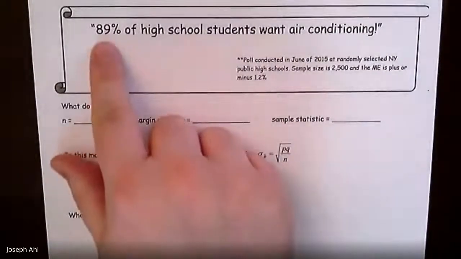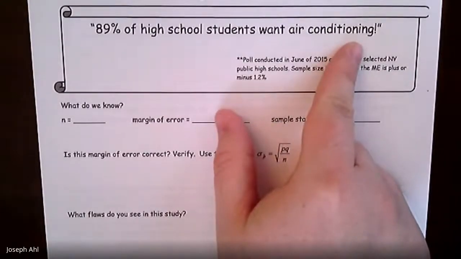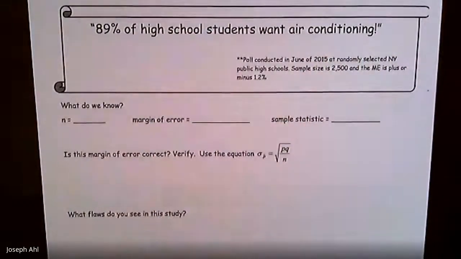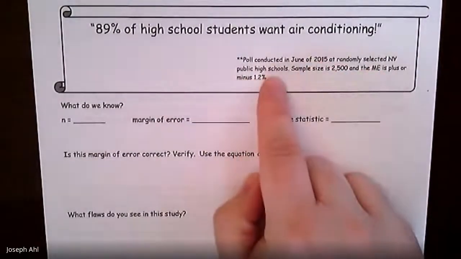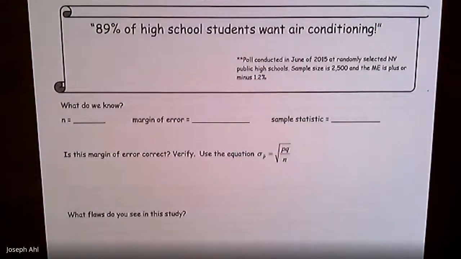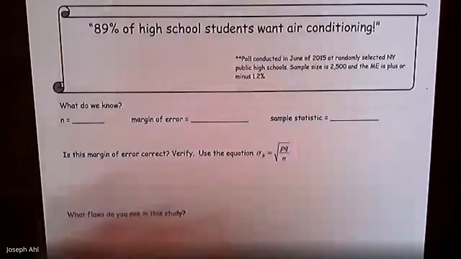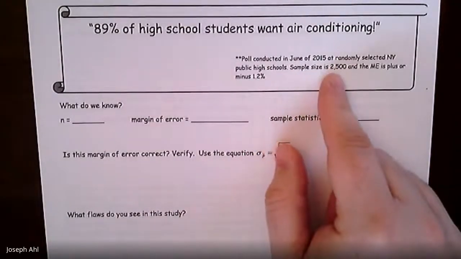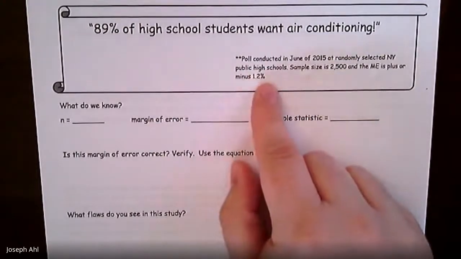So the report says 89% of high school students want air conditioning. And although that will not be as much of an issue for us this year, if we were in school all the way until June, I bet many of you would say that. And in fact, this poll was conducted in June of 2015 at a randomly selected New York public high school. Okay, so a few public high schools, we gathered some data from students, 89% said they want air conditioning. The sample size is 2,500 students, and the margin of error is plus or minus 1.2%.